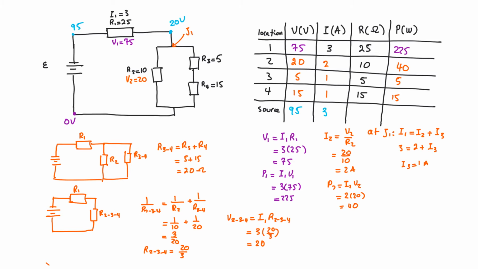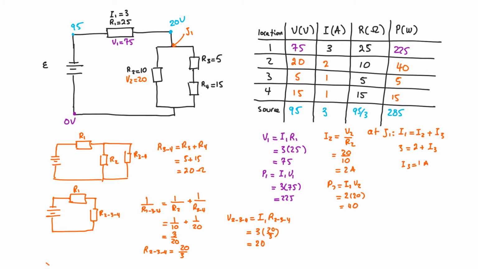And to find the equivalent resistance here, all I have to do is divide the potential difference by the current, which is 95 over 3. I'll write it as a fraction in this case. And to find the power, I have to multiply the voltage or the potential difference across the source, which is 95, by the current, and that will give me 285.